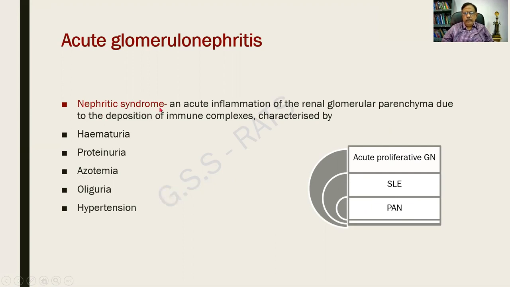Students, please be very careful. There is something called nephritic and there is something called nephrotic. And we usually interchange them and write them in the examination.